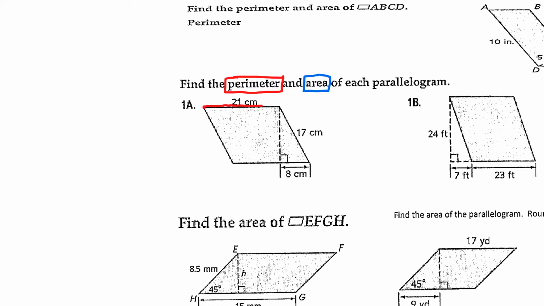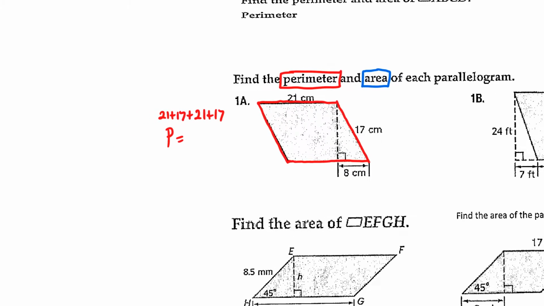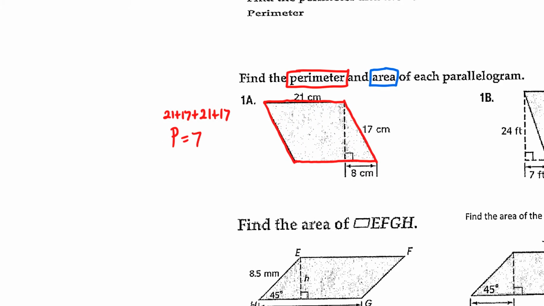This side is 21. So how long is this whole side down here? 21, because in a parallelogram, opposite sides are congruent. So we have 21, 21. This side is 17. How long is this side over here? 17. So to find the perimeter, I'm going to do 21 plus 17 plus 21 plus 17. What does it give you? 76. Okay, 76 centimeters.